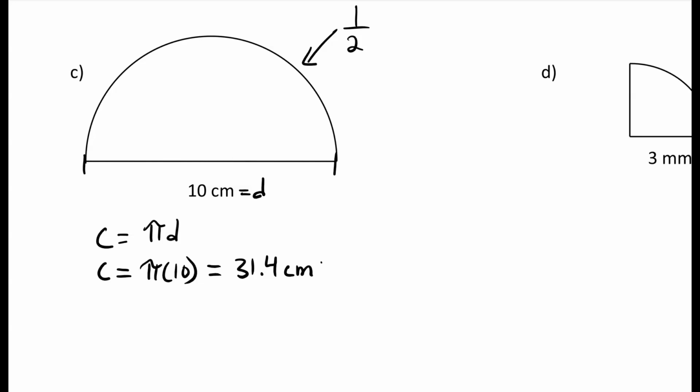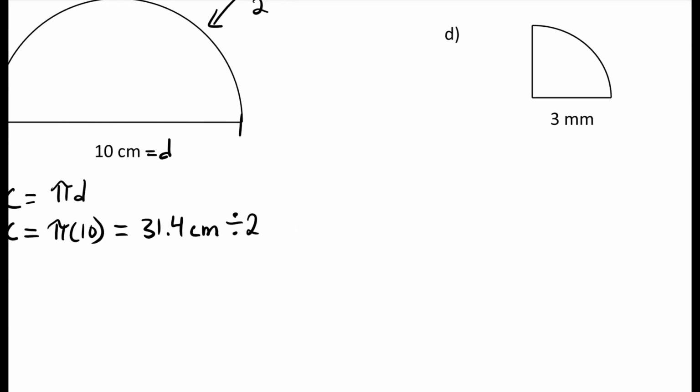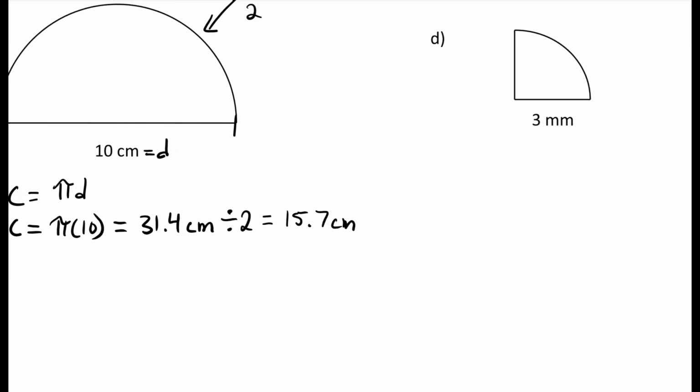We have to then divide this by 2 because we want half of our answer. So 31.4 divided by 2 gets us 15.7 centimeters. And that's going to be the total distance that we're looking for.